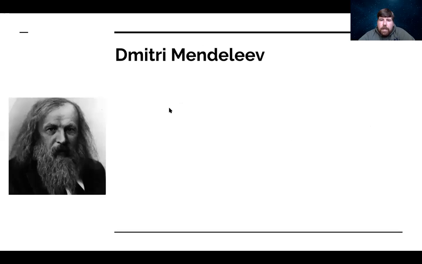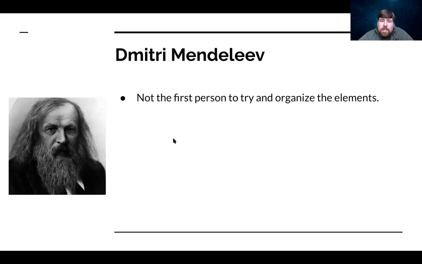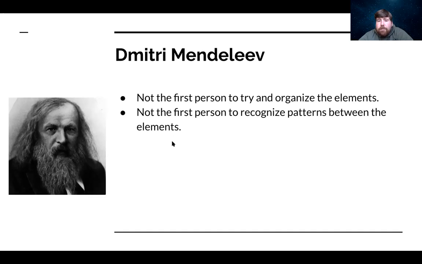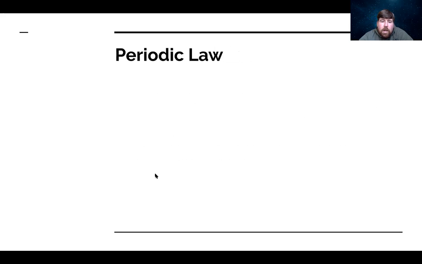Now, Dmitry Mendeleev is definitely the founder of the periodic table. Now, the reason I do air quotes is because people were trying to categorize elements for a long time. But Mendeleev is probably one of the most interesting because he was able to predict the existence of elements prior to their discovery based on patterns and other recognitions of the elements that we had currently discovered. So once again, not the first person to try to organize the elements, but definitely the most successful because he was able to recognize patterns between elements.